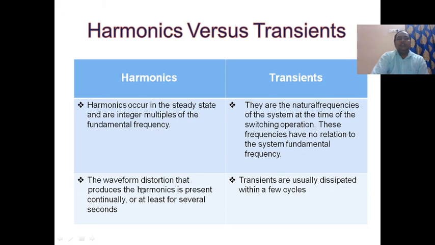The waveform distortion that produces the harmonics is present continually, or at least for several seconds. Transients are usually dissipated within a few cycles. This is the main difference. Transients are present for very few cycles, but harmonics are present for several seconds in a system.